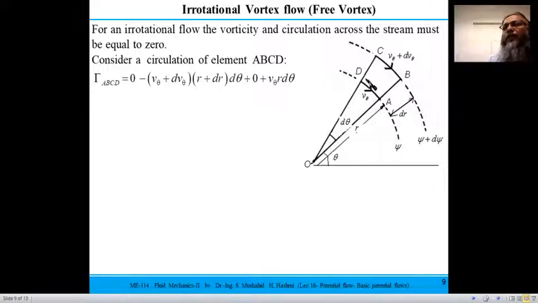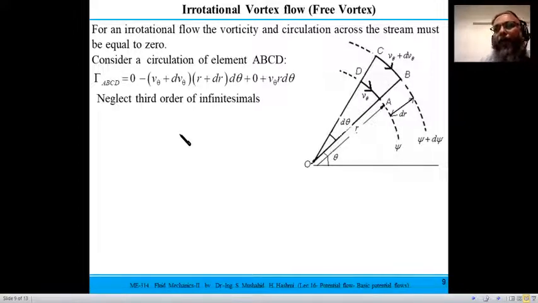Similarly, in CD there is no velocity there. Whatever the length CD, if you multiply by 0, it is going to be 0. And then you have velocity in the DA direction, which is in the tangential direction. So v theta times the arc length AD, which would be r times d theta. In this way you will be able to calculate the circulation of this element ABCD.